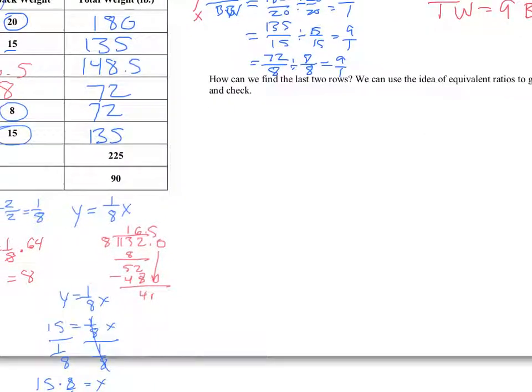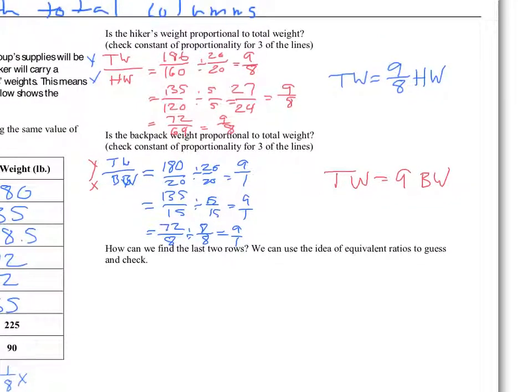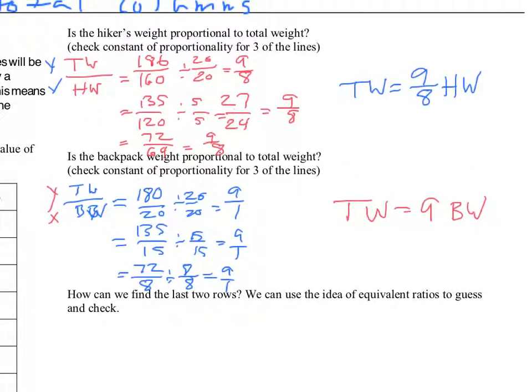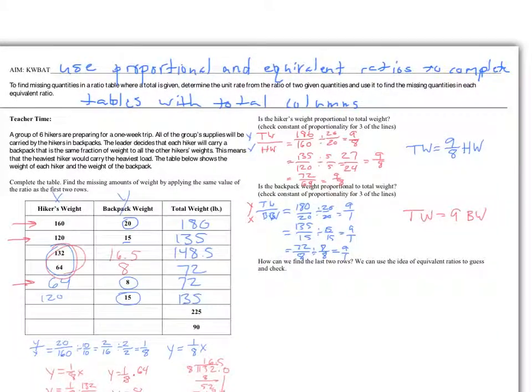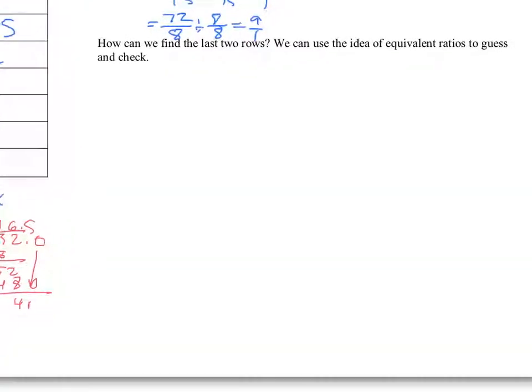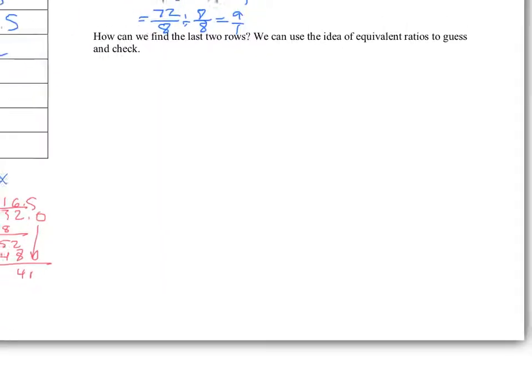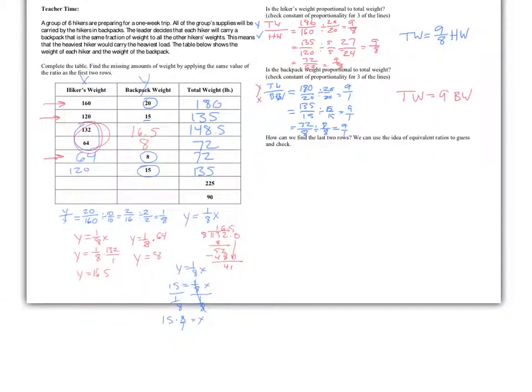So the question is, how can we find these last two rows? One, we could use these relationships up here, or use the equations. We can plug in these total weights to find the hiker's weight and the backpack weight. Or there's another way that we can think about any of these proportional relationships, and that's by thinking about equivalent ratios. We know that the ratio of the hiker's weight to the backpack weight is always going to be the same. And when we simplified that ratio, we saw that it was a 1:8 ratio. That was our constant of proportionality from hiker's weight to backpack weight.